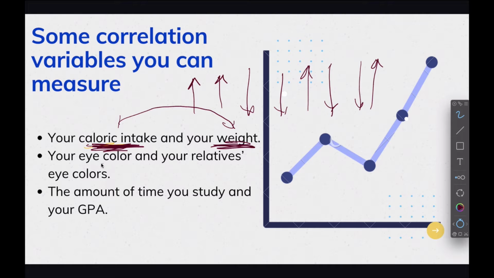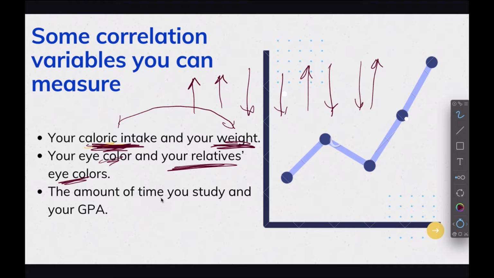If you want to measure the relationship or association between your eye color and maybe your relative's eye color, you can also do that. You can also find that kind of relationship or correlation.